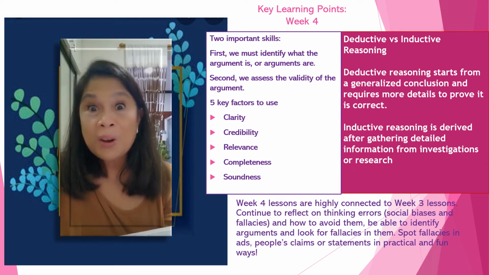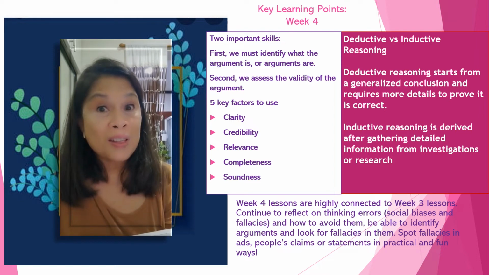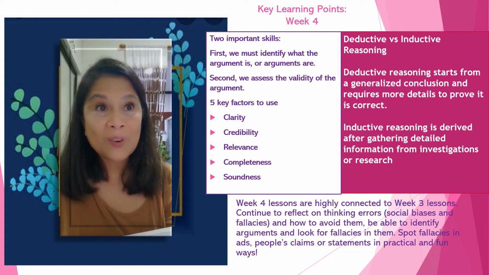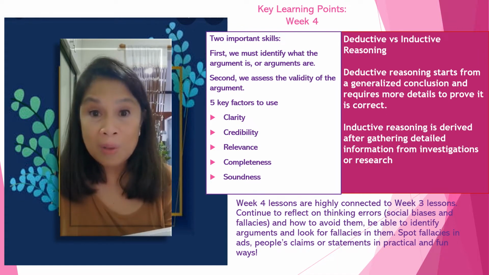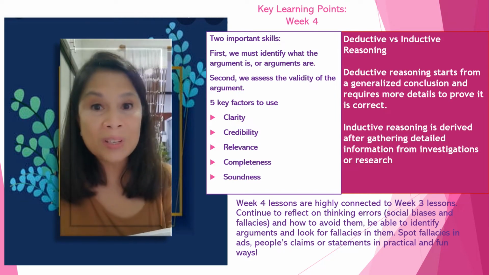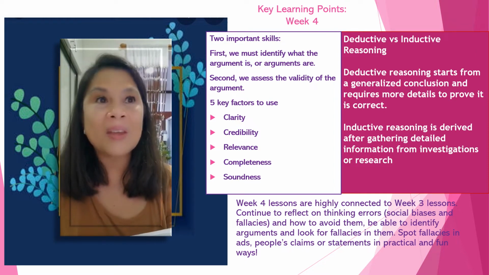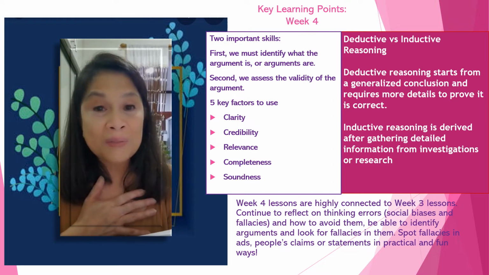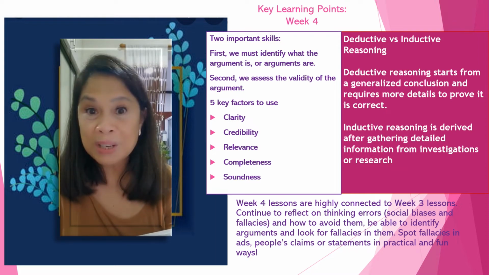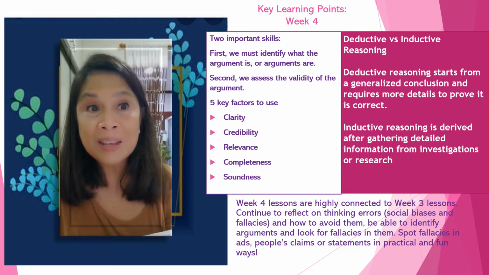For week 4, we are supposed to learn 2 important skills. First, the ability for us to identify what the argument is or what the arguments are. Second, but most important skill set that we should have is our ability to evaluate the validity or the strength of an argument. And there are 5 key factors that we can use: clarity, credibility, relevance, completeness, and soundness of information that we have discussed this week.